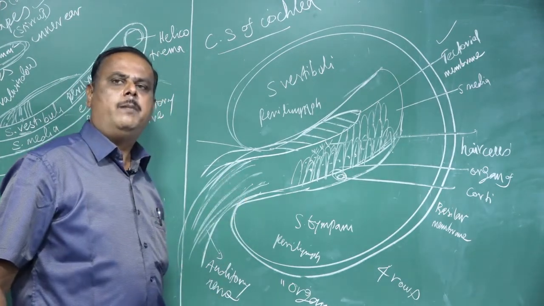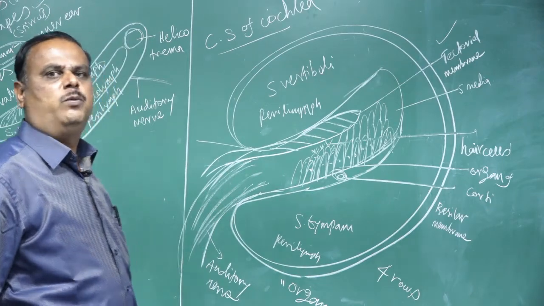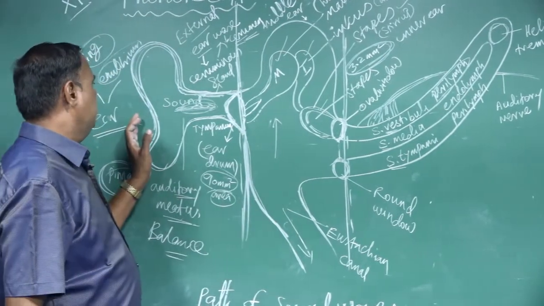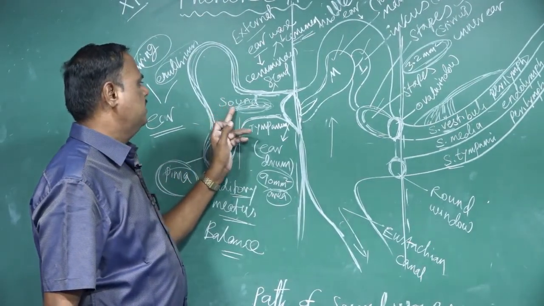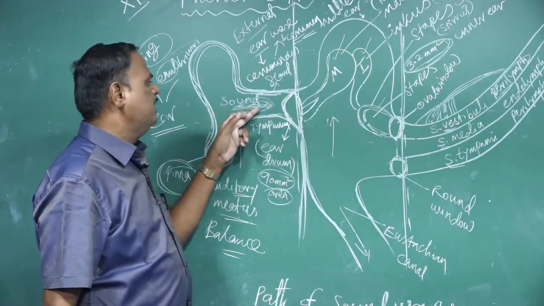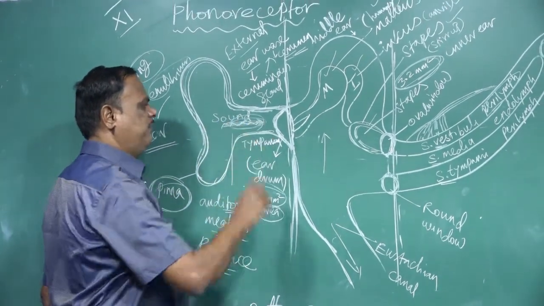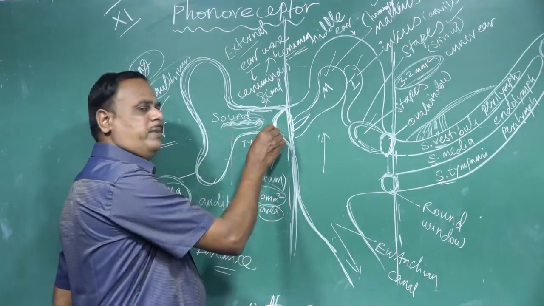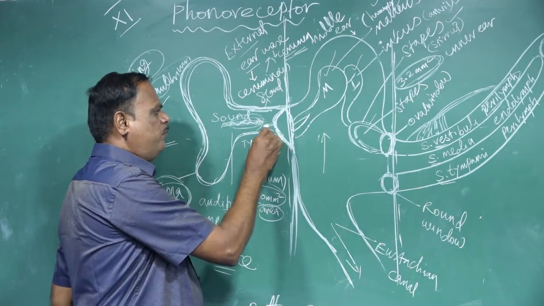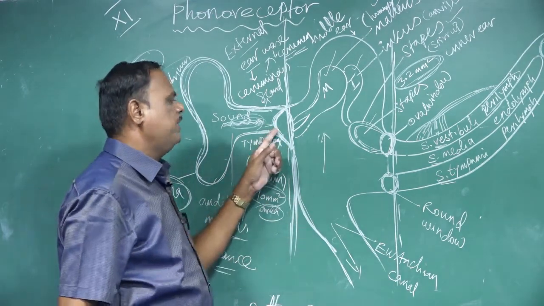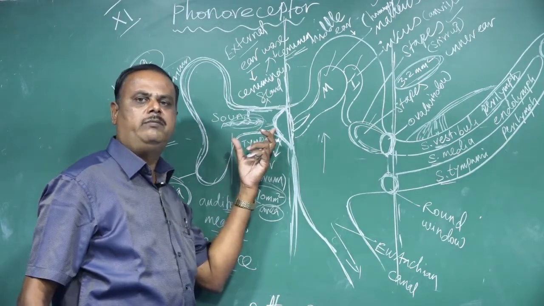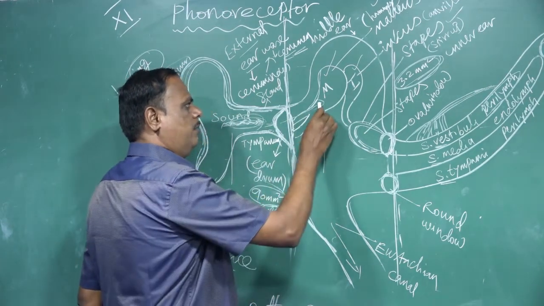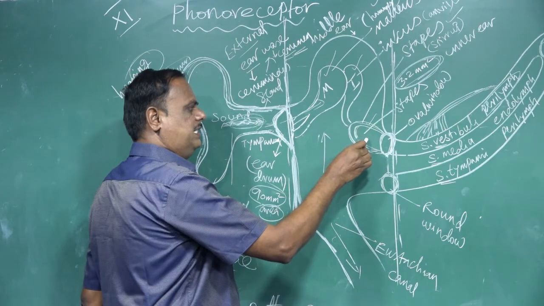Next we go for the mechanism of hearing. The sound vibration is passed through the air in the form of longitudinal waves. When the sound vibration strikes the tympanic membrane, the tympanic membrane starts to vibrate. The vibration passes to the ear ossicles: malleus, incus, then stapes.